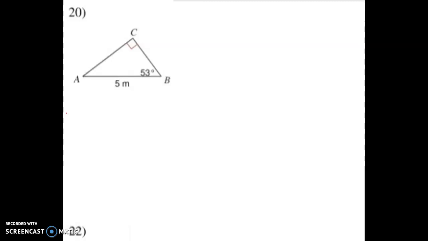All right, here we want to solve this triangle, so that means finding all the missing sides and angles. First thing we can start with is the missing angle. Nice and easy, triangle sum theorem. Tells me that that's 37 degrees, so 90 minus 53 gives me 37.